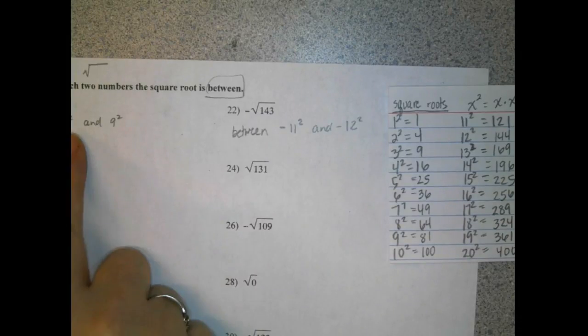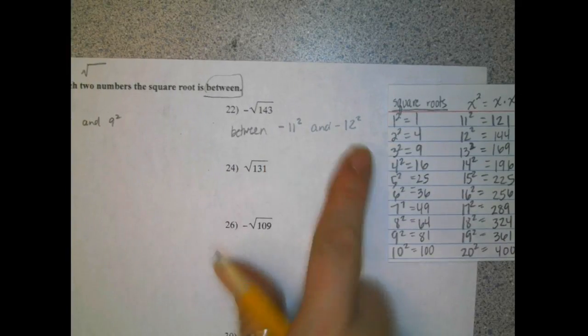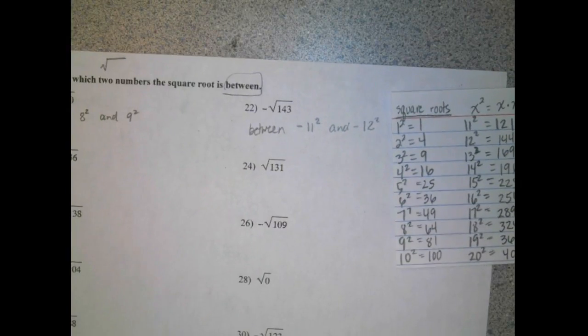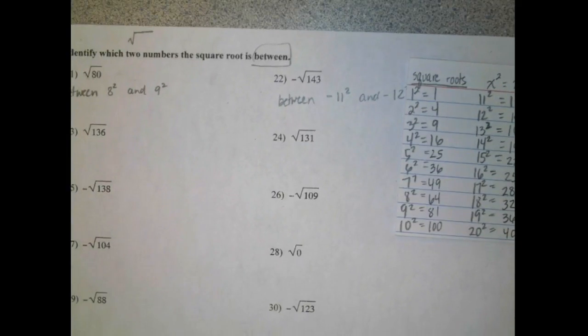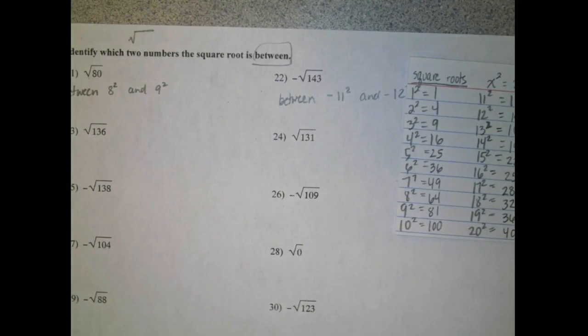So it's between, but it's still not exact, right? So this time I'm just going to ask you for the betweens. Between which two square roots is this going to be? Does that make sense?